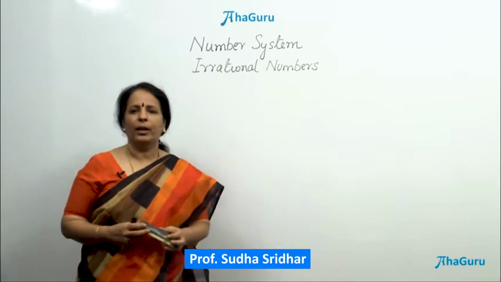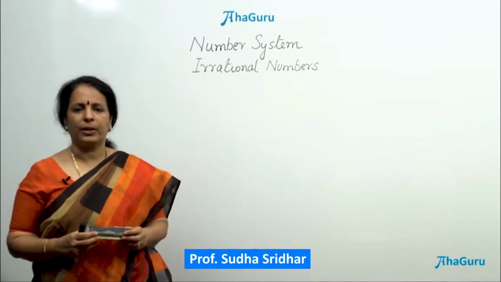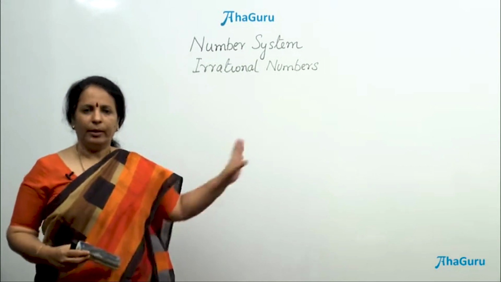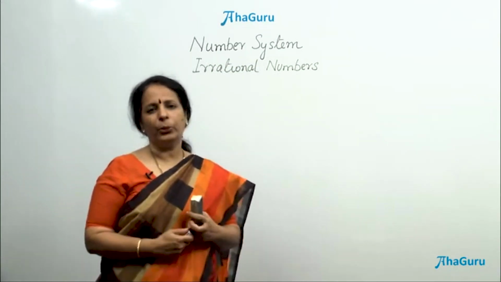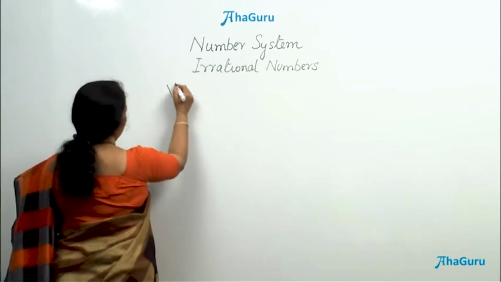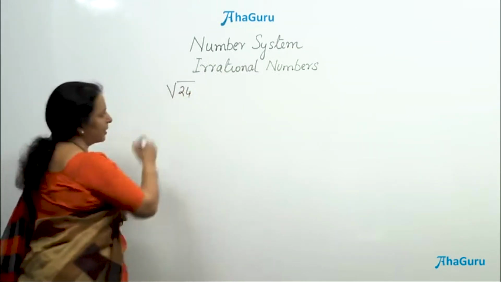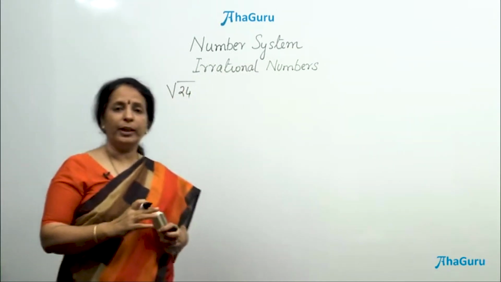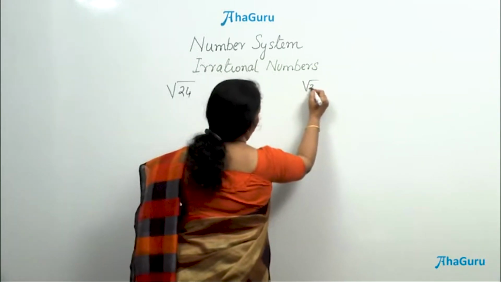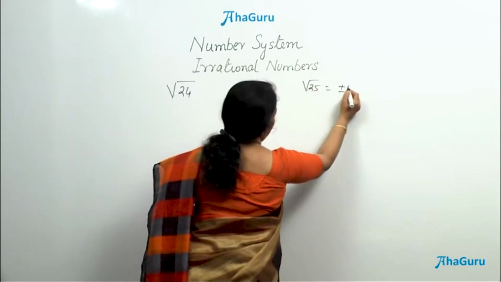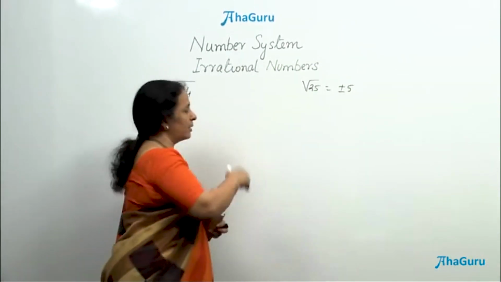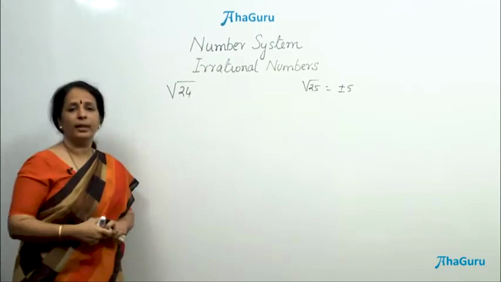We have already seen how to add irrational numbers, how to subtract two irrational numbers, and also how to multiply. Now we'll see how we divide two irrational numbers. Just take any irrational number as an example. Let's take root 24. This is irrational, isn't it? Root 25 is rational. Why? If I write root 25, the answer is plus or minus 5. This is a rational number.